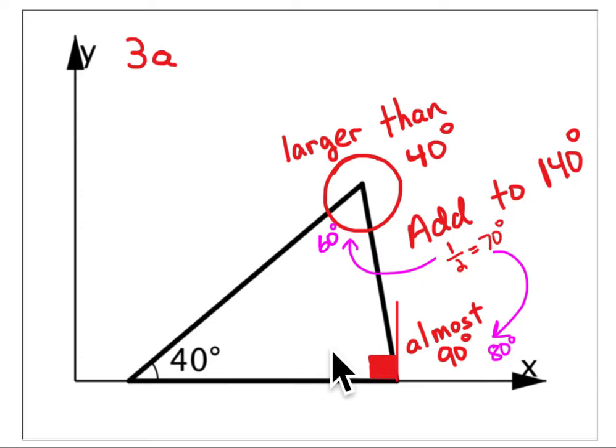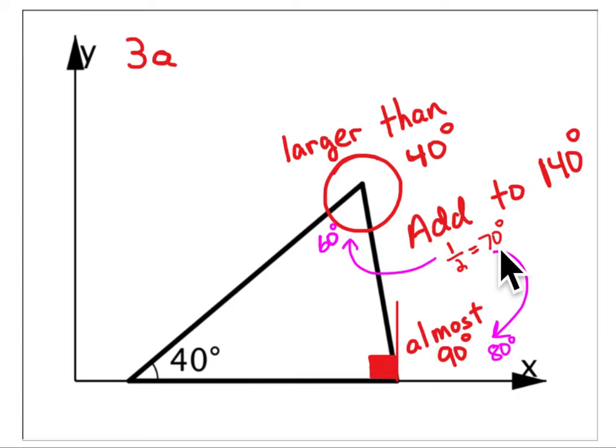So first of all, if you look at this, they're telling you that this is 40 degrees. This is a longer side than this side, so this angle is going to be less than this angle. If this is 40 degrees, then what's left over has to add to 140 degrees, because 140 plus 40 is 180. All right, this gets a little bit tough, but half of 140 is 70.